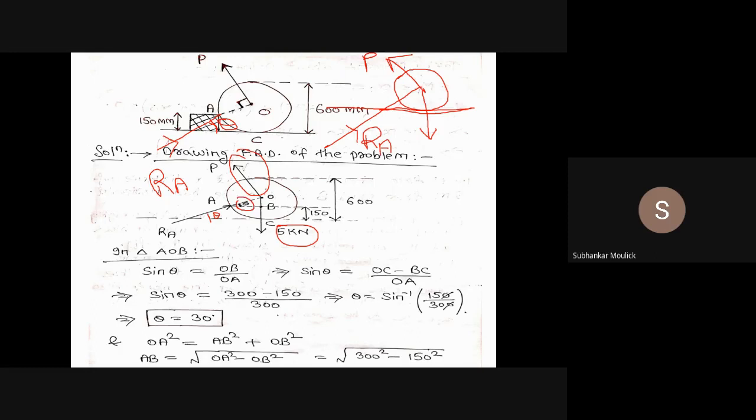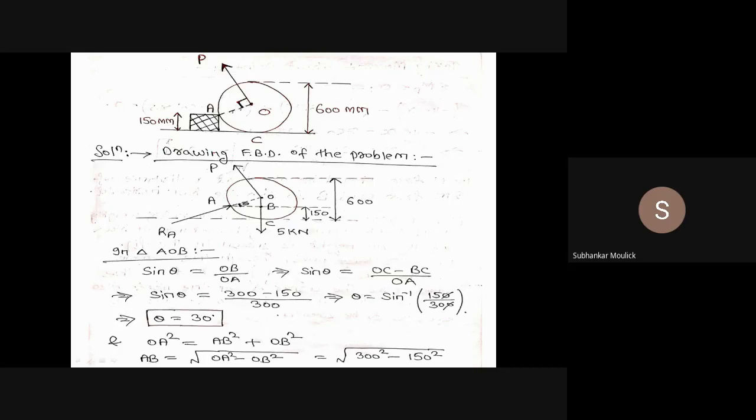And this overall distance is how much? 600 mm, that is the diameter of the wheel. And this height is how much? This height is 150 mm. So what we can do is from point A, let us draw a parallel horizontal line in such a way that this horizontal line is intersecting this 5 kilonewton vertical line at this point. Say this point is B.